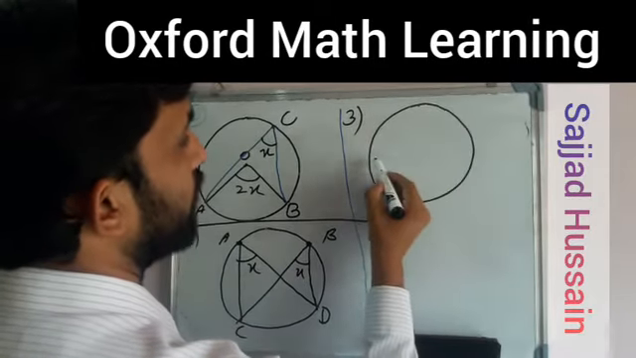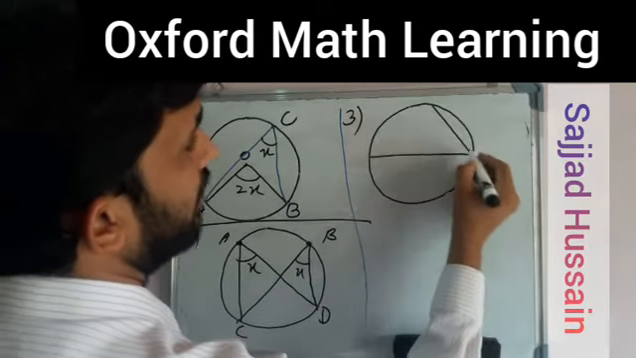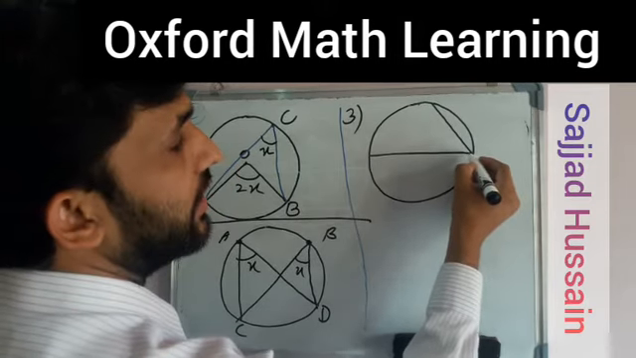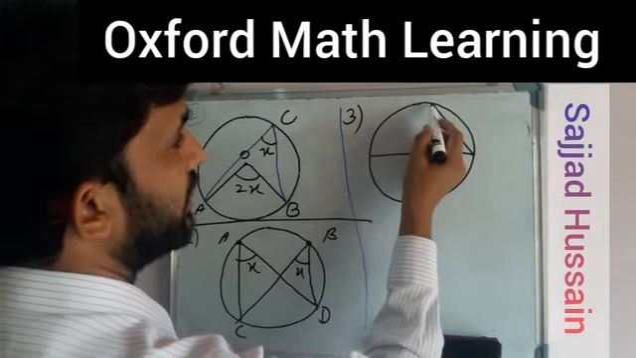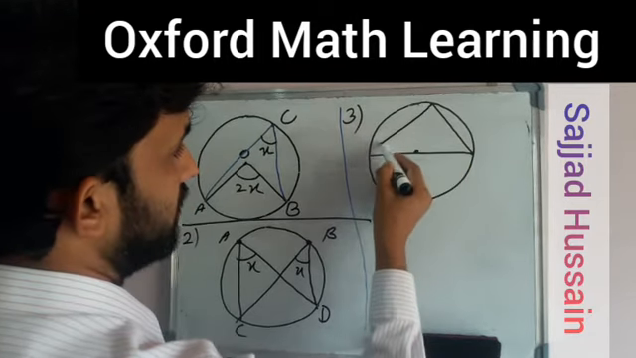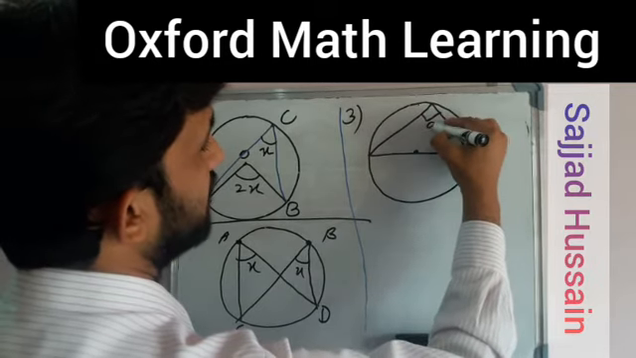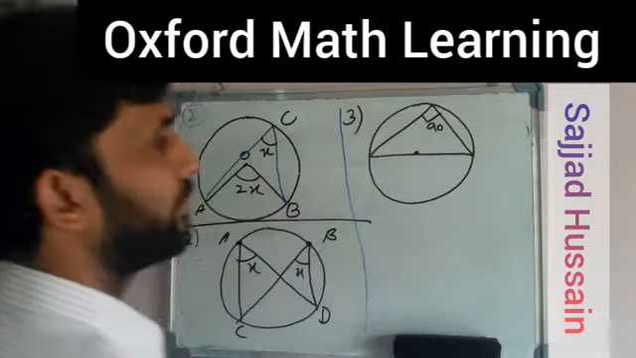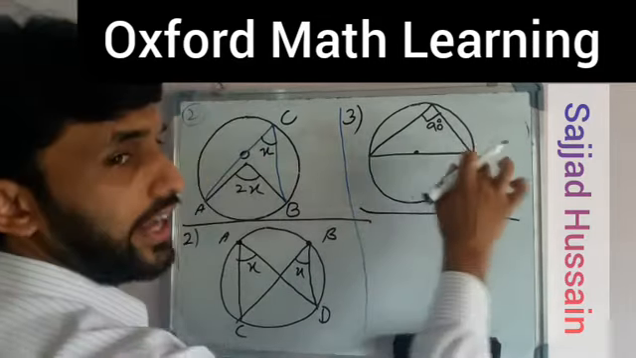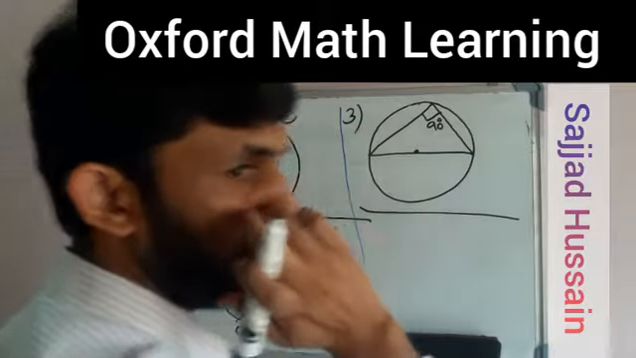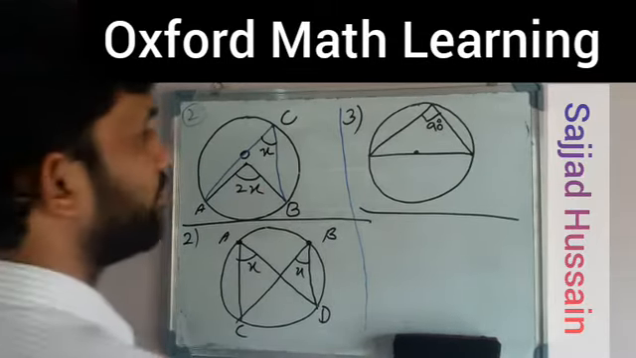The third one is, if we have a circle, a diameter and a chord. A chord, one corner touches the diameter line on one side, and the other corner with another chord makes 90 degrees with the diameter. This is the third property. A diameter with two chords: the angle between these two chords makes 90 degrees.